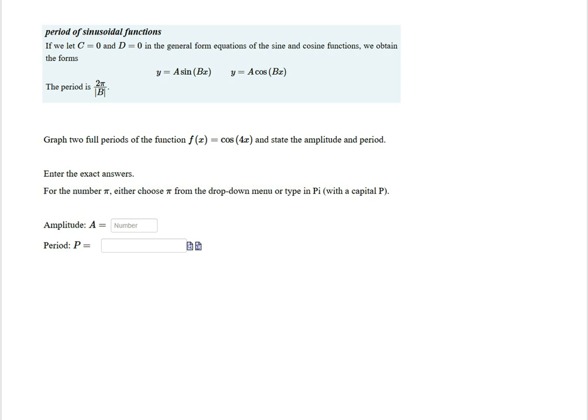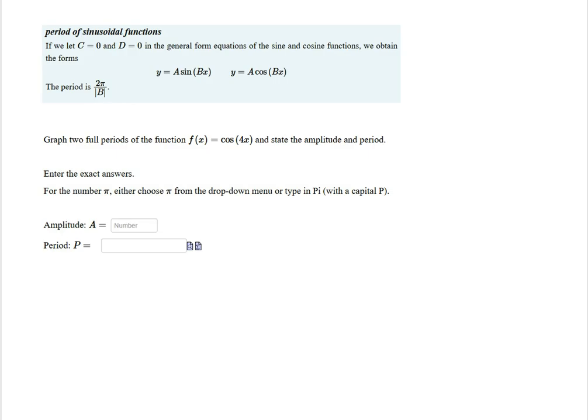This one wants you to graph two full periods of the function f of x equals cosine of 4x, and then state the amplitude and the period. Actually, they want you to do that first because you'll see amplitude A equals blank, and then P equals blank, and then after that there'll be a bunch of multiple choice graphs to choose from.